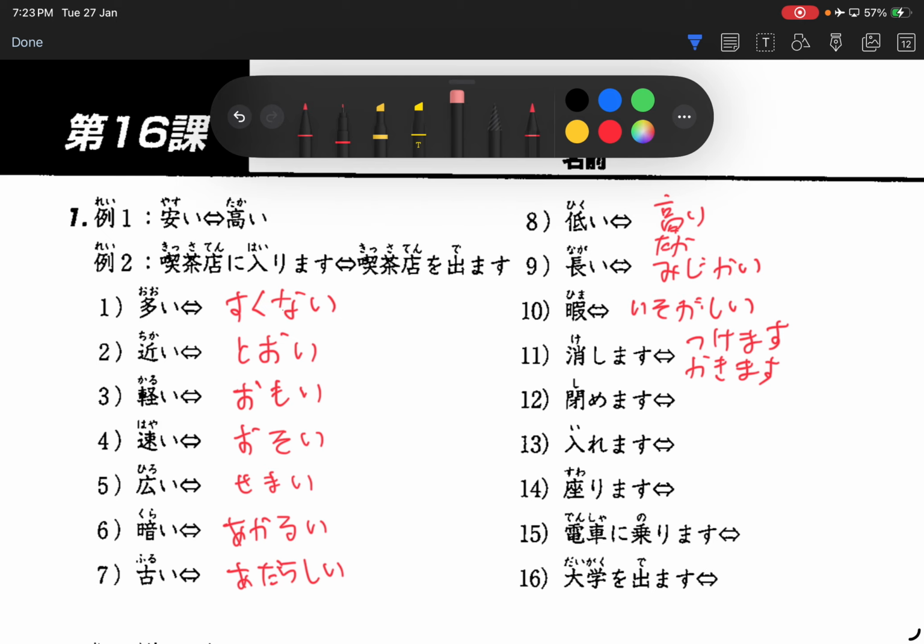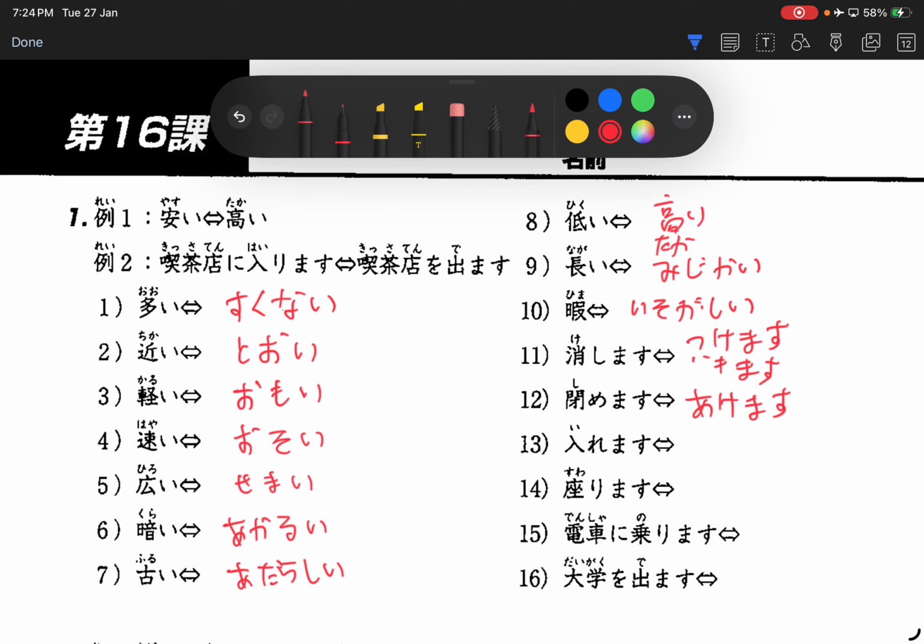Okay, number 12, shimemasu. Who do we stop at? June, is it? I think so. Akemasu. Thank you. Akemasu. Iremasu. Yes, Raymond. Sorry? Demasu. Dang.